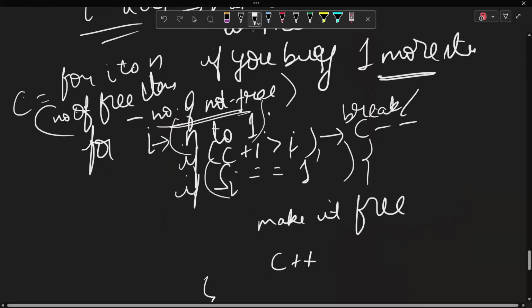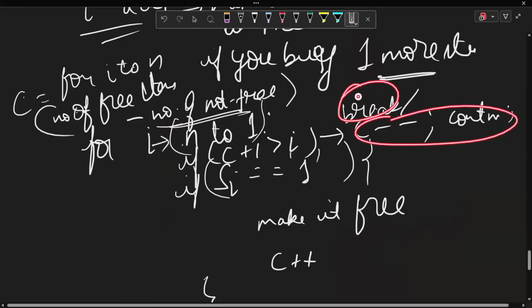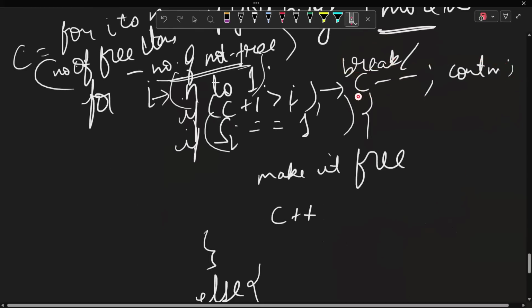Both of them are fine. I just did C minus minus and continue here. So both of them are fine: either do a break, or C minus minus and continue.